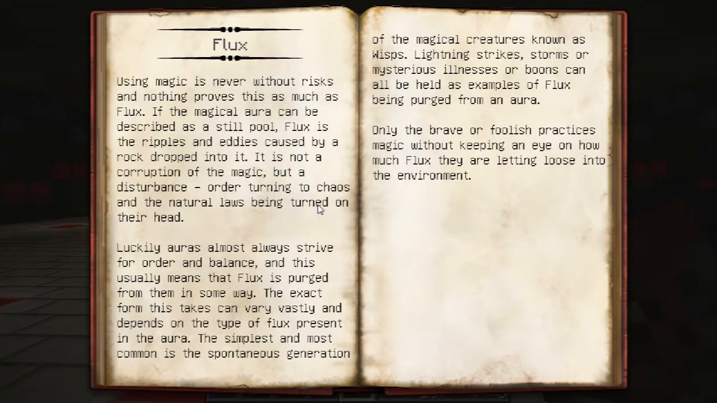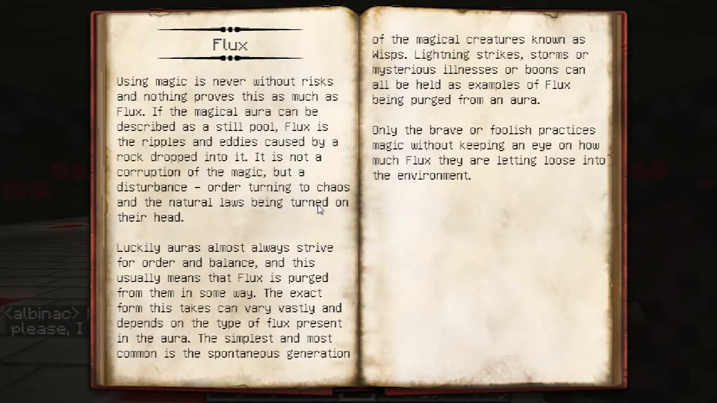auras almost always strive for order and balance. This usually means that flux is purged from them in some way. The exact form this takes can vary vastly and depends on the type of flux present in the aura. The simplest and most common is the spontaneous generation of magical creatures known as wisps.